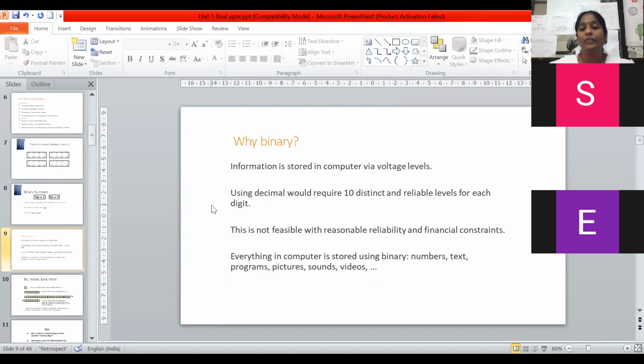Then, decimal is not feasible with reasonable reliability and the financial constraints. With digital decimal, the data storage requirement is more. So there are some financial constraints with the decimal system. Again, as I told you, in a computer, in a mobile, everywhere now the digital world is there. So we are storing the data in terms of binary. So digital is important, binary is important for that.